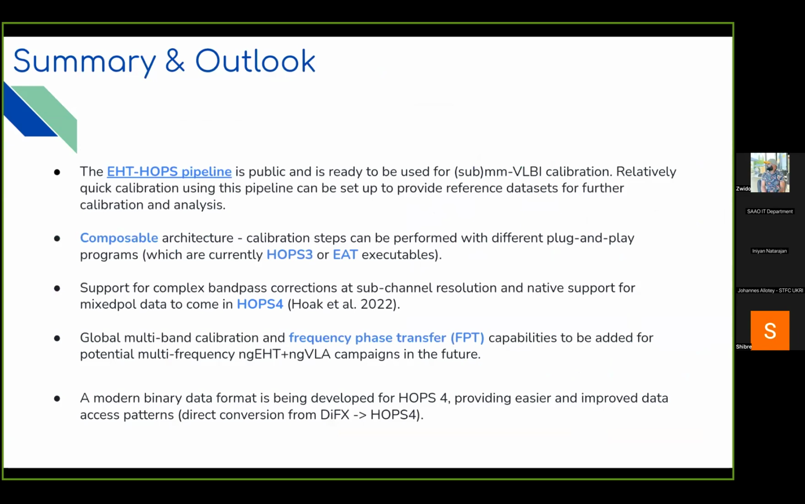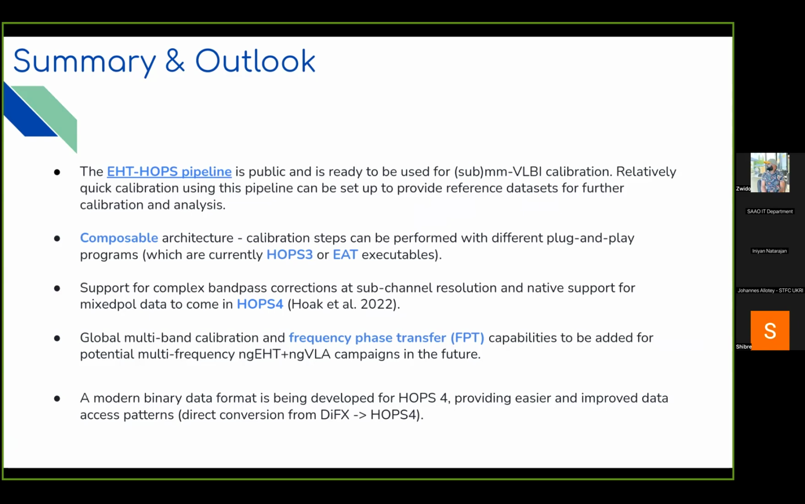So this is just a summary slide. Our pipeline is public and it's ready to be used for any millimeter and submillimeter VLBI calibration. And HOPS is very fast. Even large data sets are calibrated in a day or 2 at the most. And so we can still set this up to provide reference data sets for people doing their own calibration and analysis. It has a composable architecture.